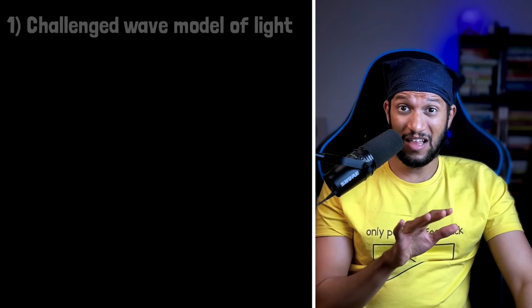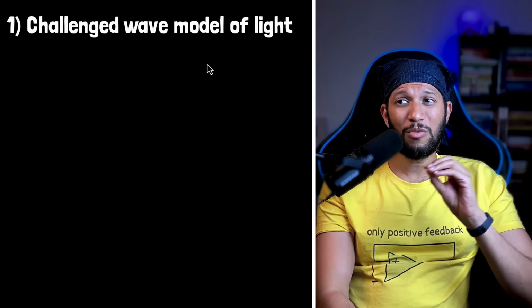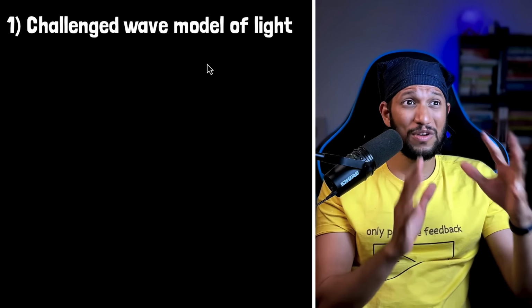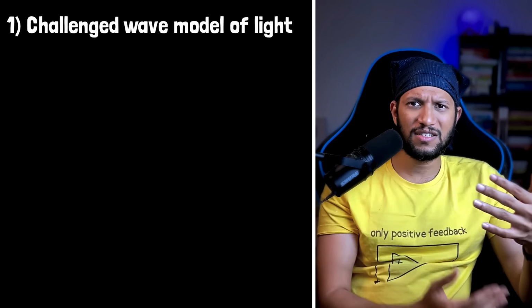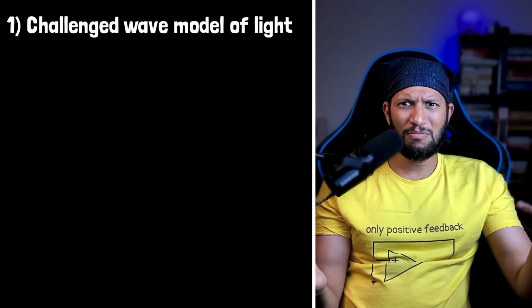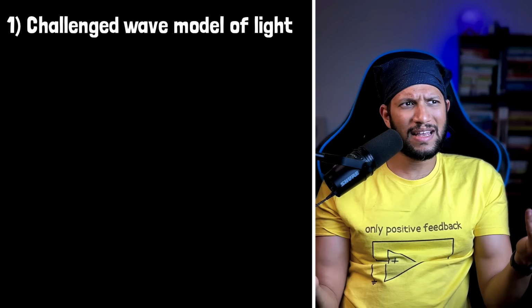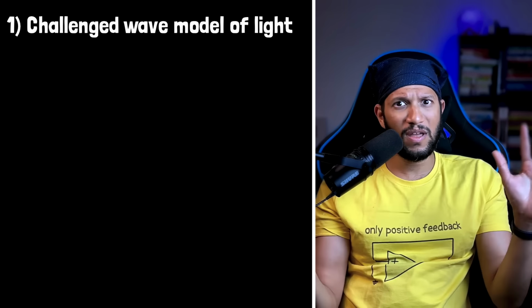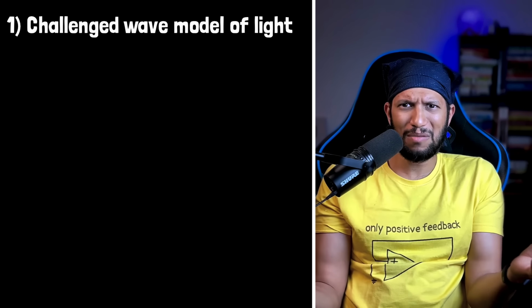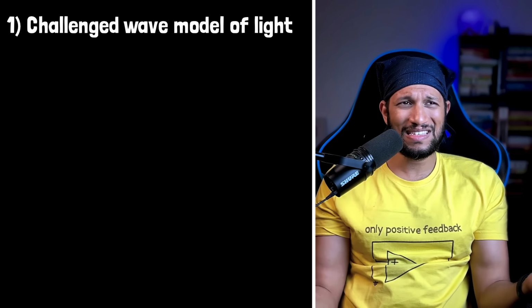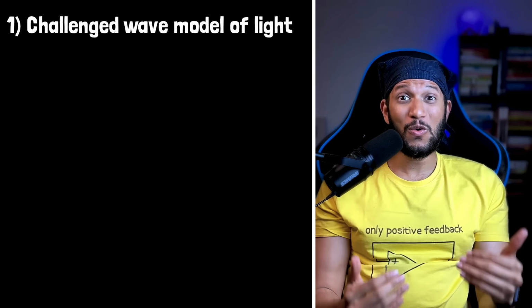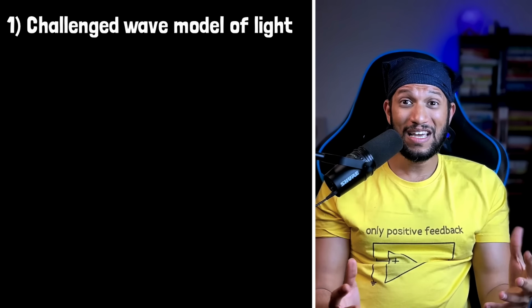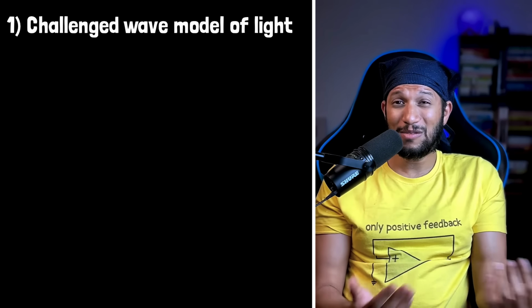First of all, it challenged the already established wave model of light. We have a century's worth of experiments confirming that light is a wave, like interference and diffraction and so much more. And now this patent clerk comes out of nowhere and says that, hey, all of that is wrong and light is not a wave, it's made of particles, and you expect people to accept that? No way. In fact, this idea was so revolutionary, and people hated it so much, that people actually thought that this was Einstein's biggest blunder.